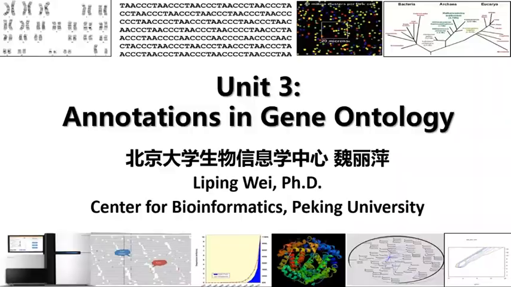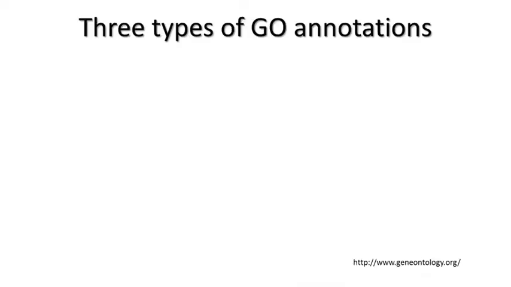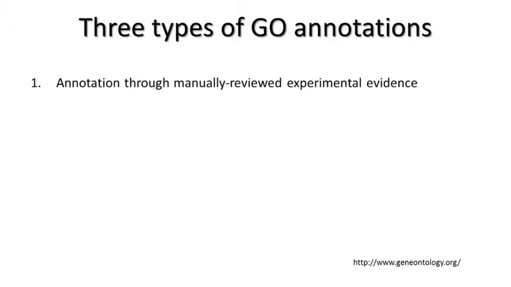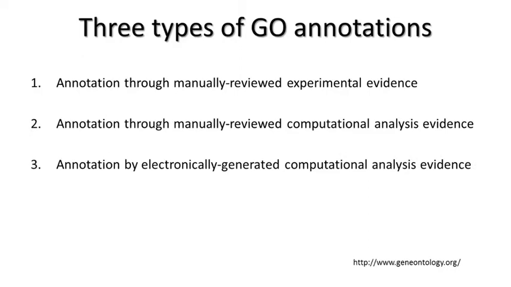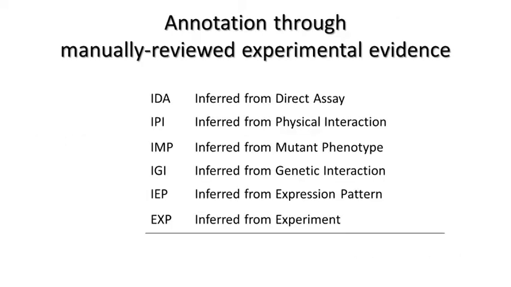The Gene Ontology Consortium uses three ways to associate or annotate a gene with a GO term: annotation through manually reviewed experimental evidence that links the gene with the GO function, annotation through manually reviewed computational analysis evidence that links the gene with the GO function, and annotation by completely electronically generated computational analysis evidence to link the gene with the GO function. Let's look at each type of annotation more closely.